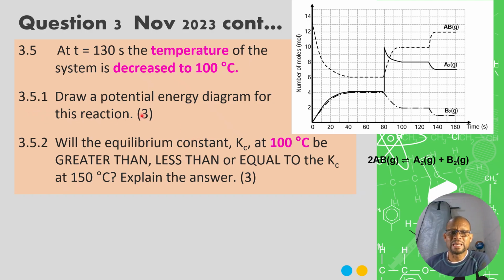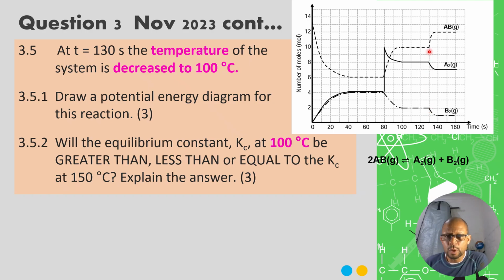3.5.1, draw a potential energy graph or diagram for this reaction. Now, if I look at my equation here, I can see that the temperature has decreased, and you would like to know, is the forward reaction endothermic or exothermic? You don't know that. They don't tell you anything. But you can go to the graph and you can see here, they tell us that t equals 130 seconds. So you go to 130 seconds and you can see just after 120 seconds, that's the part over here.